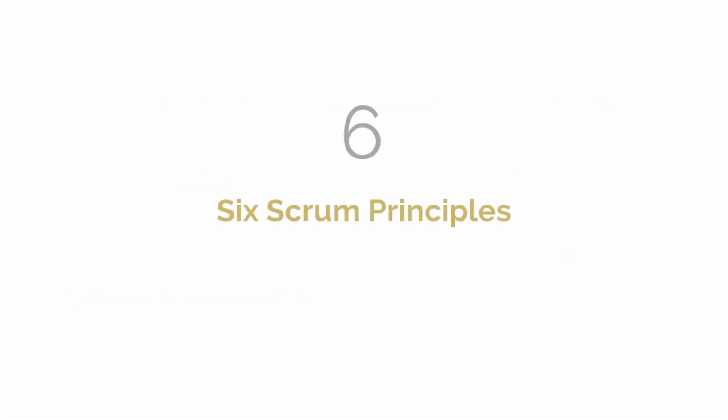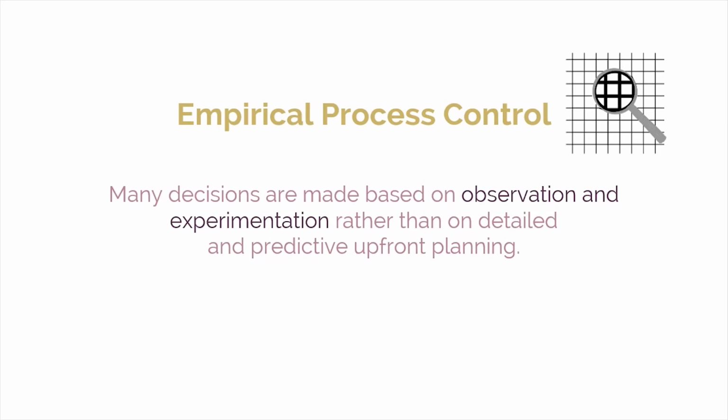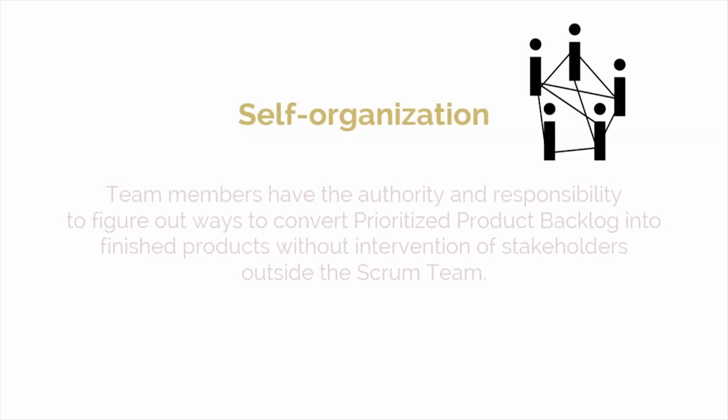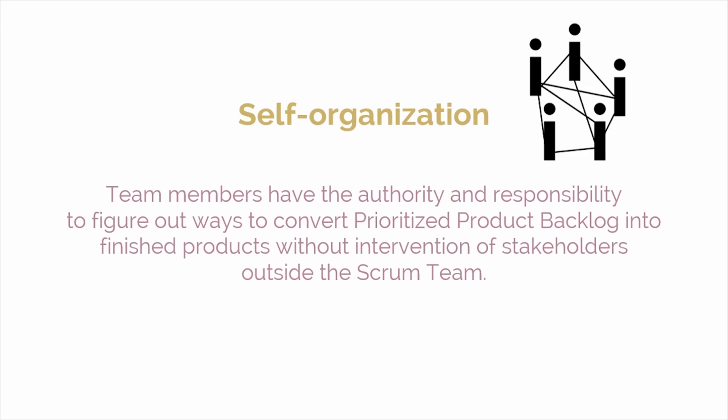The 6 Scrum principles include the following: Empirical Process Control, in which many decisions are made based on observation and experimentation rather than on detailed and predictive upfront planning. Self-organization, which implies that team members have the authority and responsibility to figure out ways to convert the prioritized product backlog into finished products without the intervention of stakeholders outside of the Scrum team.